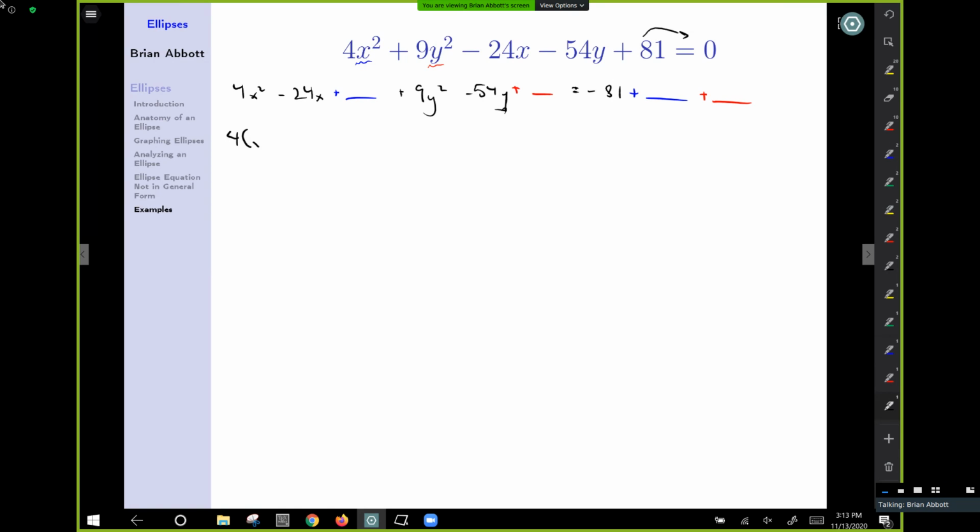So for my x's, I'll factor out the 4 to get x squared minus 8x plus my blank. For the y's, I'll factor out 9 to get y squared minus, I think it's 6. Yep. Equals negative 81, and plus my blanks, and plus my blanks. All right, so now we do the b over 2 calculations. B is equal to negative 8, so b over 2 squared is equal to negative 8 squared. Negative 8 divided by 2 is 4.